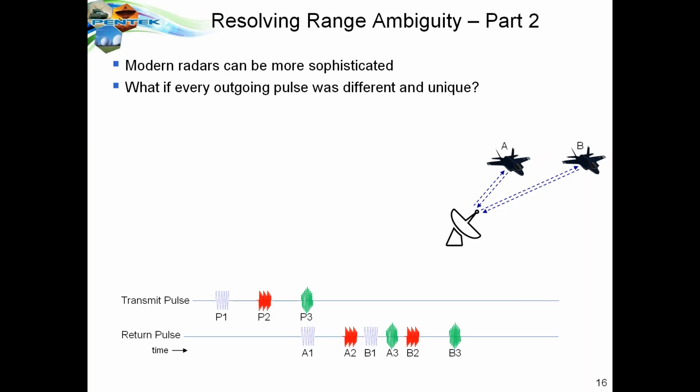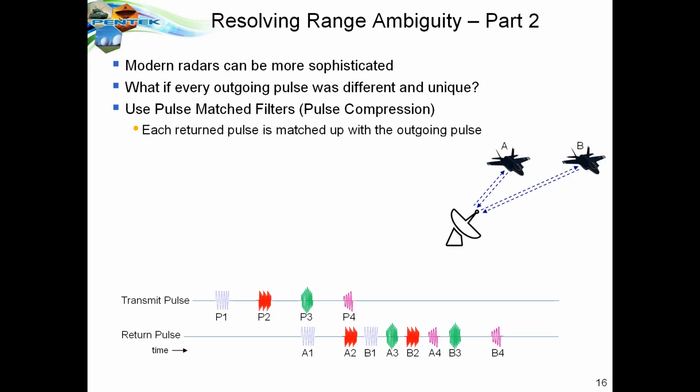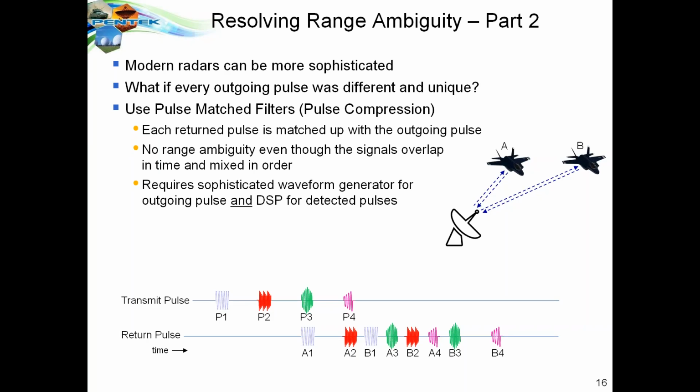And likewise, we have a third pulse returning yet a different pattern, and perhaps a fourth pulse returning a different pattern yet. So now what we're going to do is use our pulse match filtering and pulse compression methods to separate these pulses, even though they are interleaved in time and otherwise very difficult to separate. In pulse match filtering, each returned pulse is matched up uniquely with the character of its outgoing pulse. And so you will get a unique spike for each of the outgoing signals. There's no overlap problem, even though they are mixed in time and mixed in order.